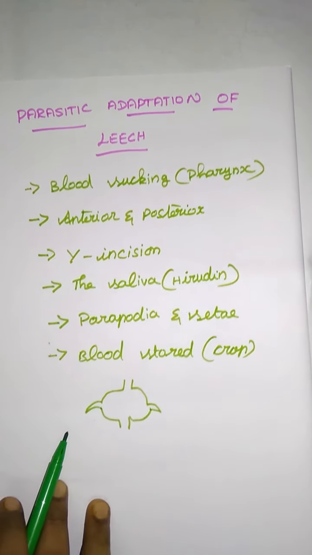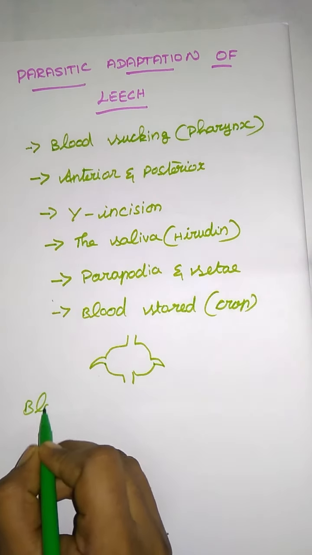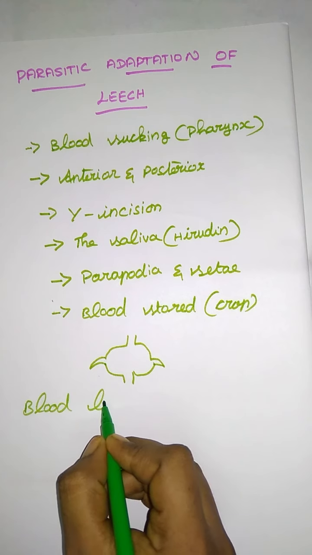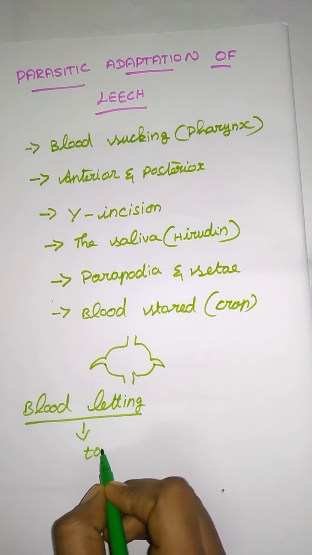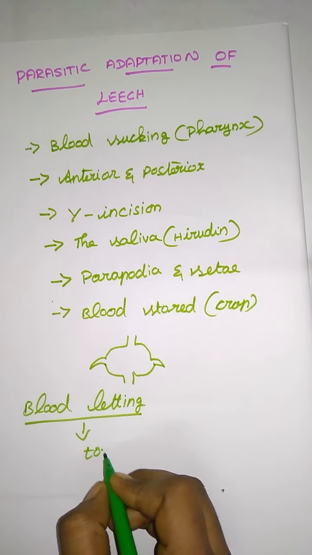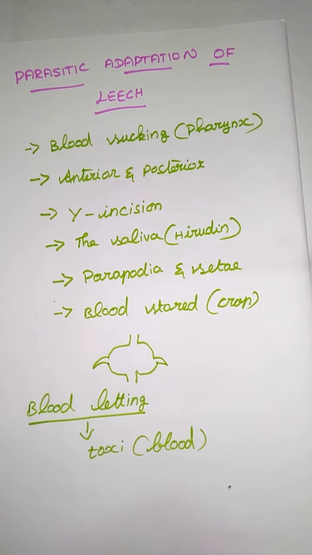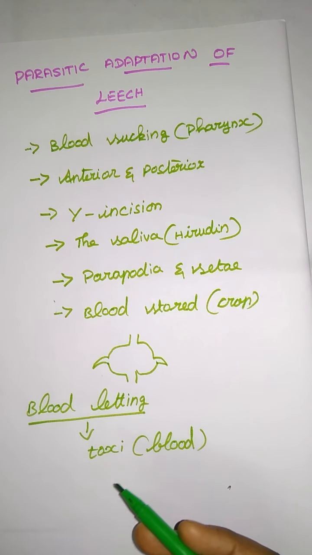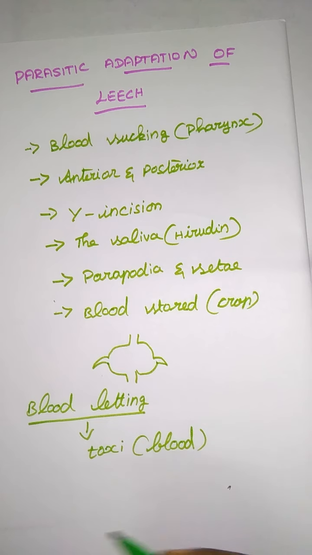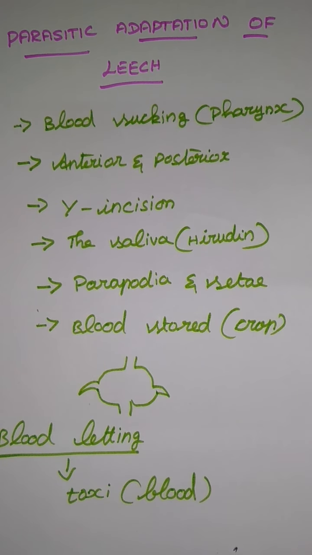And the last one, there is one more part, the bloodletting technique. Bloodletting means a toxic substance in the blood can be removed. For example, a snake bite. In olden days, we gave one kind of remedy for that, sucking the blood out. So that is the bloodletting technique. So that's it for the parasitic adaptation of a leech.